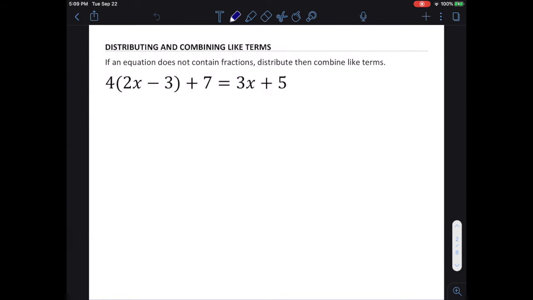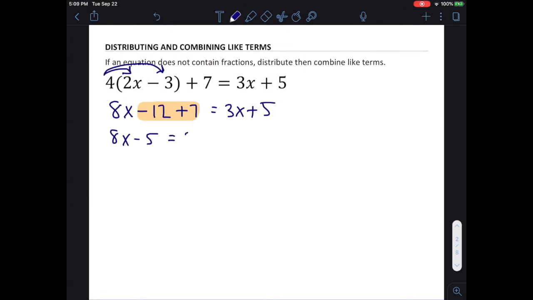Okay, so in this case, there are no fractions, there's no decimals, so we're going to go right into distributing because I see parentheses with a number outside the parentheses. So I'm going to distribute the 4 to the 2x and the negative 3. So I have 8x minus 12 plus 7 equals 3x plus 5. And then we can do some combining of like terms. So we've got some like terms here. So negative 12 plus 7 is negative 5, so we have 8x minus 5 equals 3x plus 5.